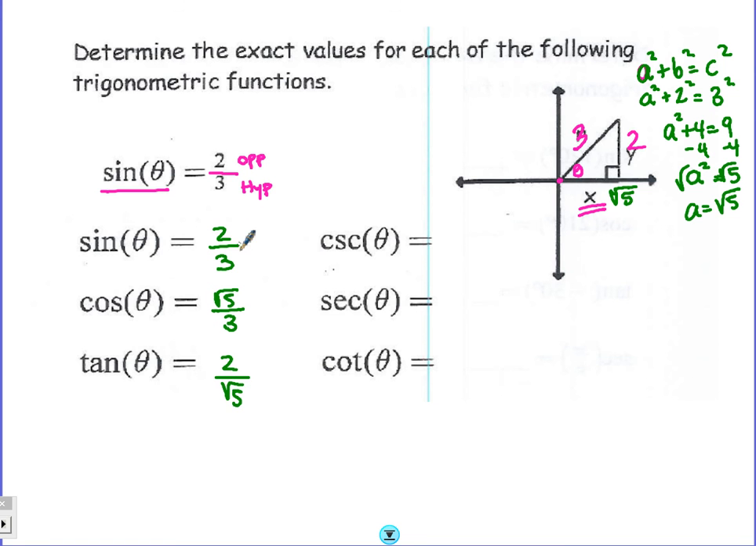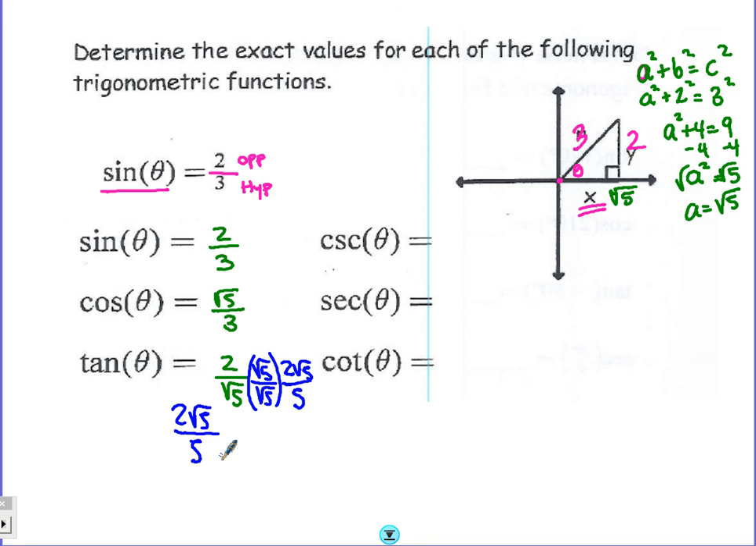We could also say sine over cosine. The 3's cancel and we get 2 over root 5. But this is not our final answer. We need to rationalize our denominator. So we multiply by root 5 over root 5. Here we get 5, because the square root of 25 is 5, and on top we have 2 root 5. So our final answer is 2 root 5 over 5.